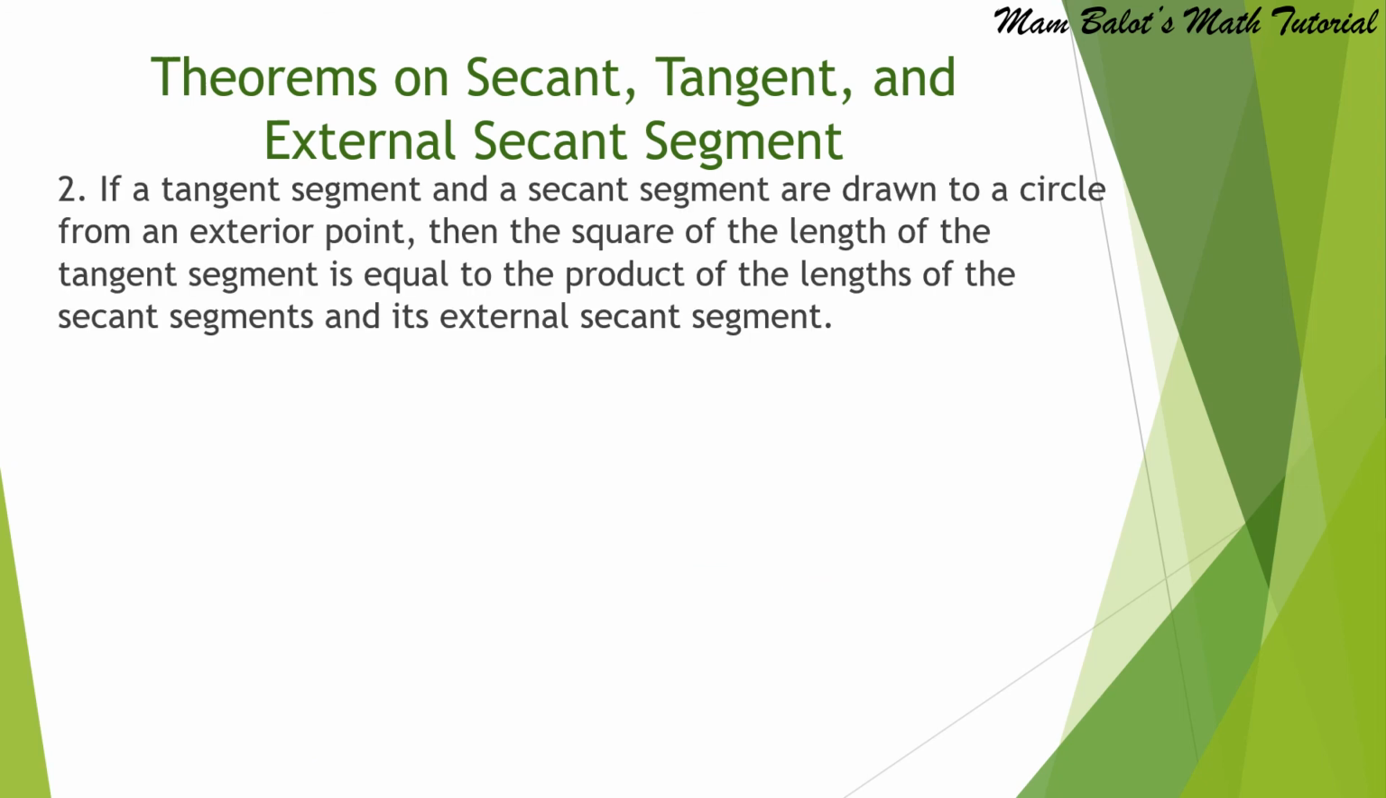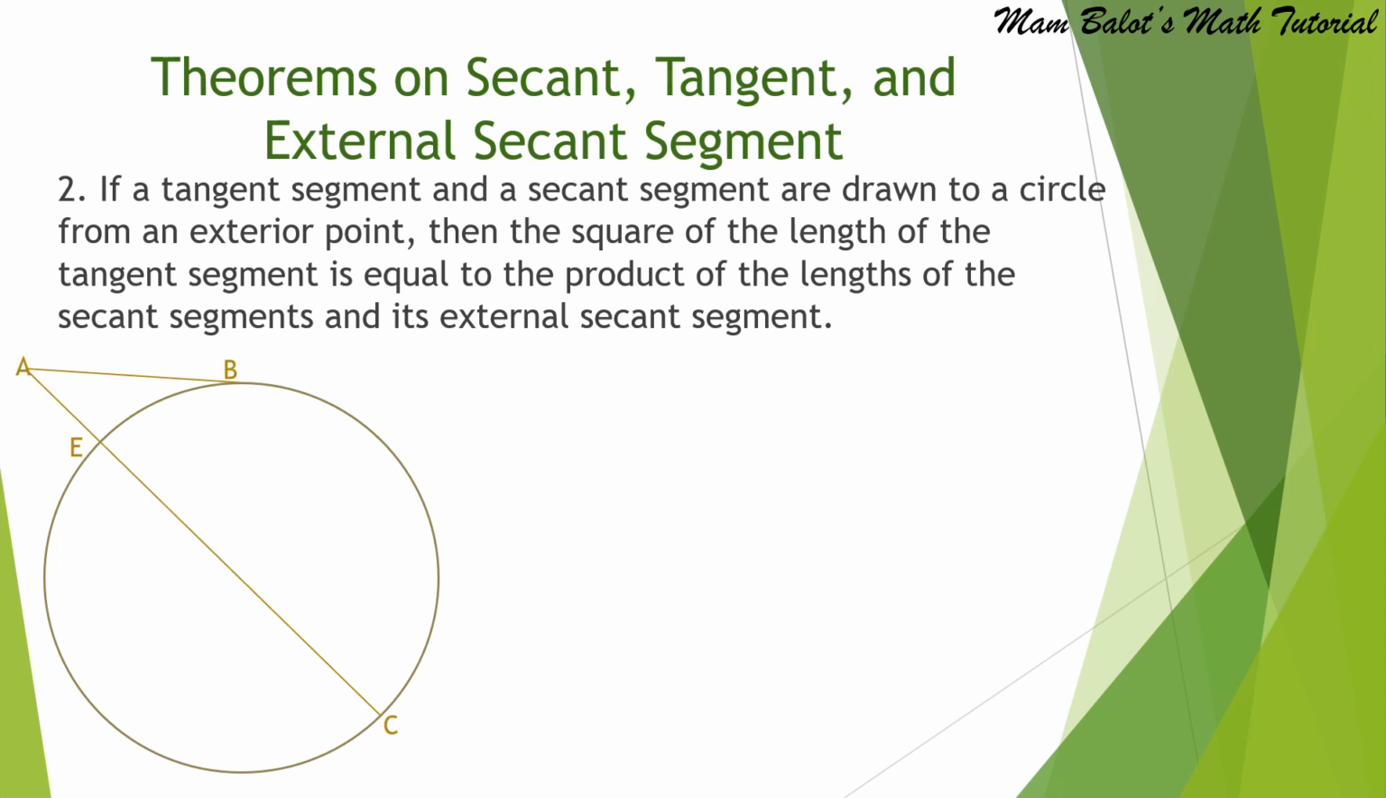Theorem number 2. If a tangent segment and a secant segment are drawn to a circle from an exterior point, then the square of the length of the tangent segment is equal to the product of the lengths of the secant segment and its external secant segment. So we have this figure and we have these points. So AB is a tangent and AC is a secant line. Thus we have AB squared is equal to AC times its external secant segment, which is AE.